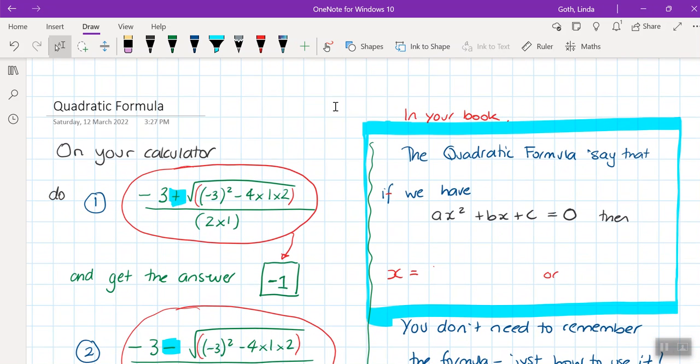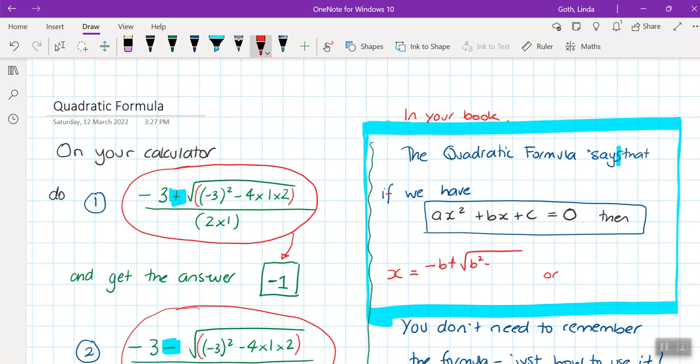But in your book, I'm going to get you to write this in a minute, and it says the quadratic formula says that if we've got something that looks like this, and we want to find the value of x, x is equal to -b plus the square root of b squared minus 4ac all over 2 times a, or -b minus the square root of b squared minus 4ac all over 2a.